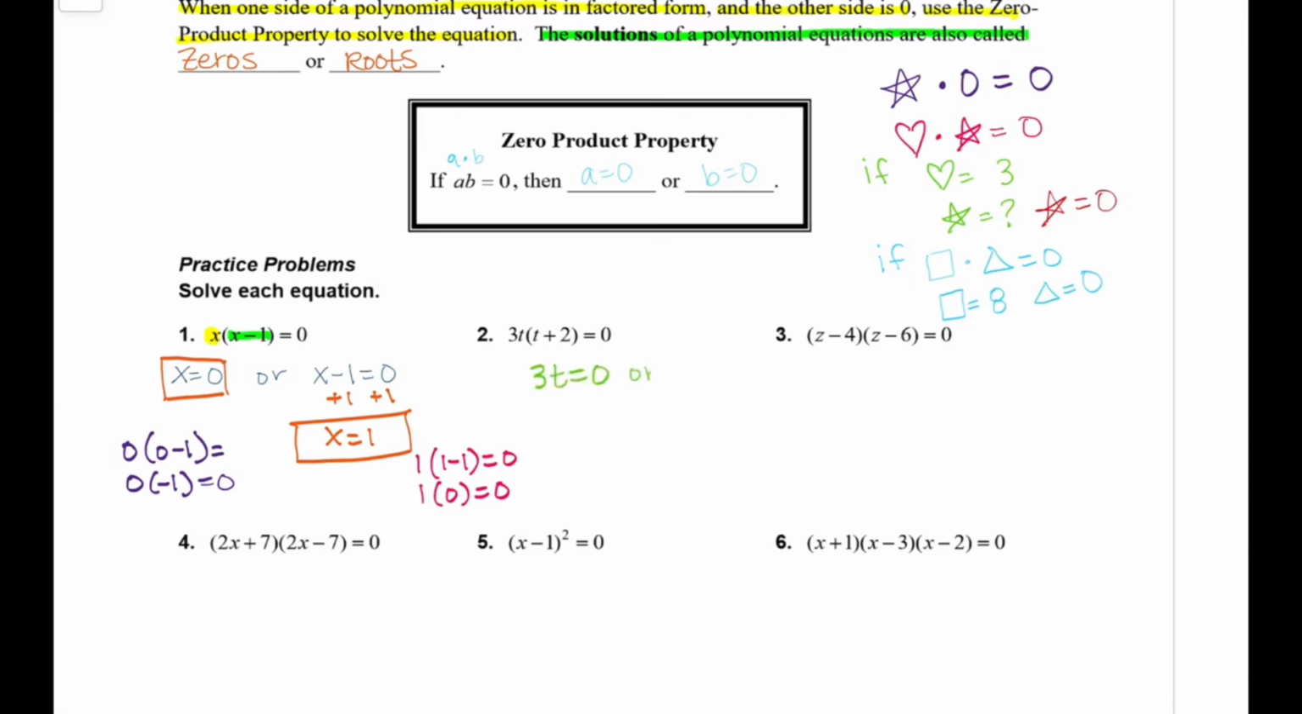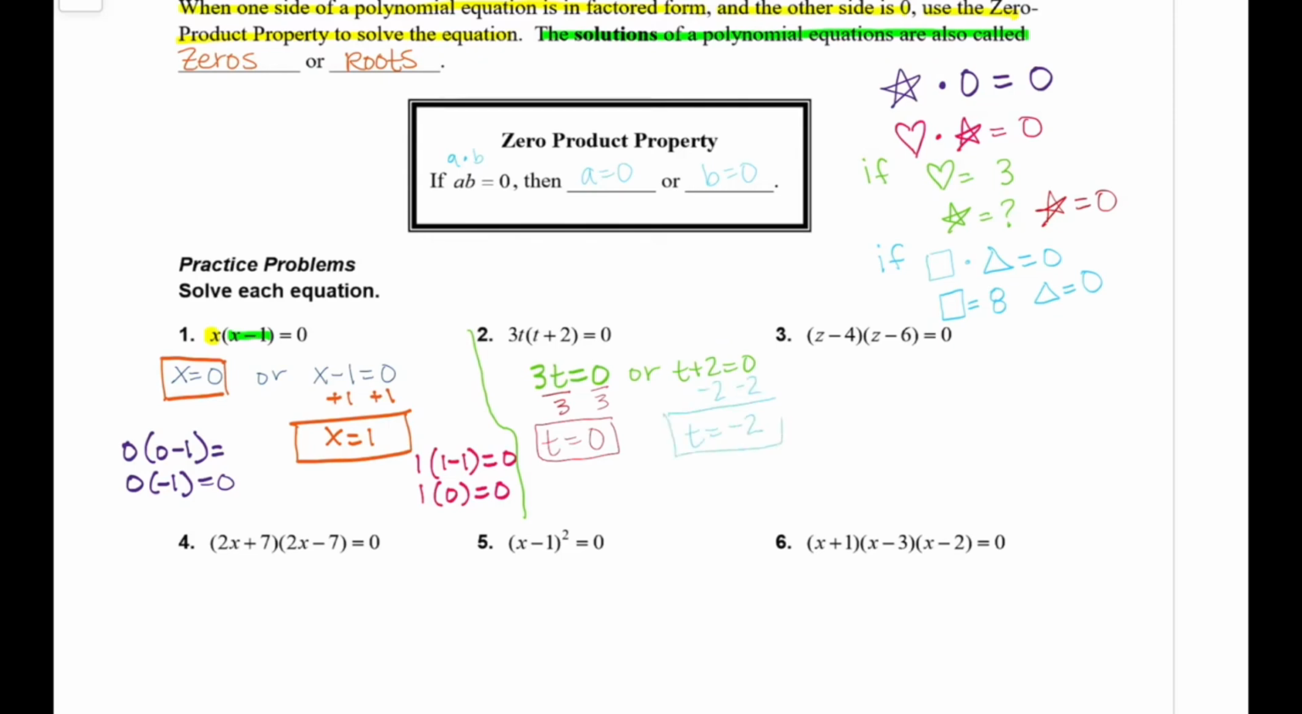On number 2, we have two things multiplied to equal 0. We have 3t could equal 0, or t plus 2 could equal 0. We're going to solve each one of these for t. Divide both sides by 3, and t equals 0, since 0 divided by 3 is 0. If I subtract 2 from both sides of the equal sign, I get t equals negative 2.